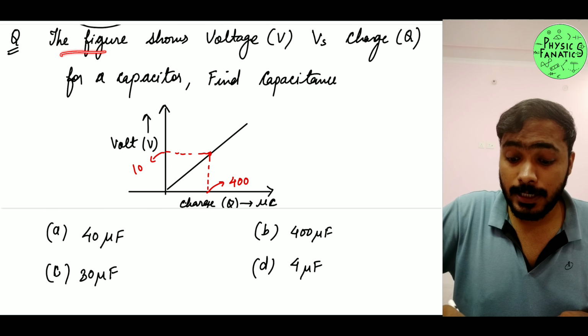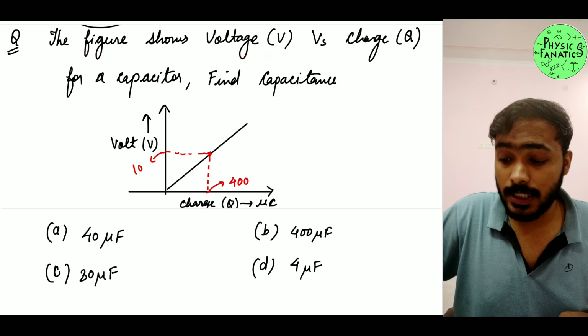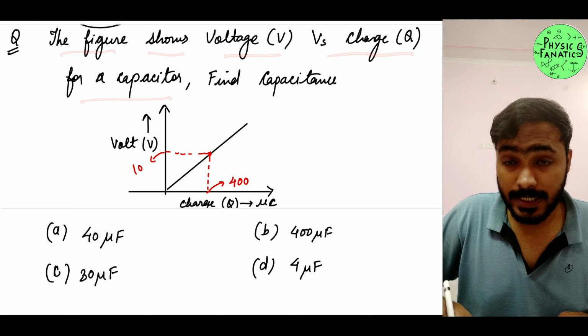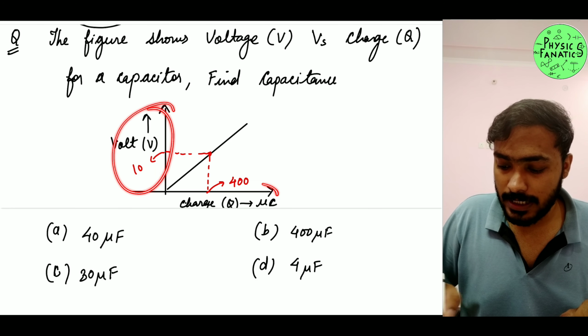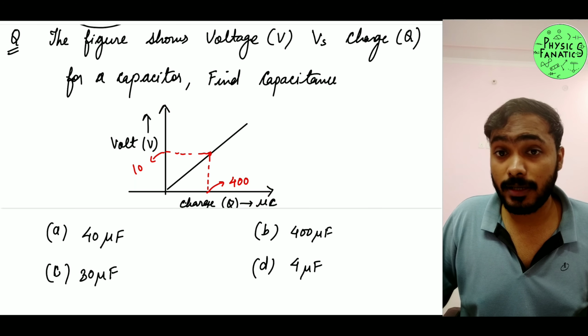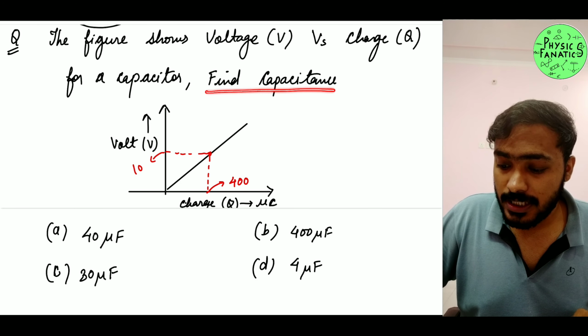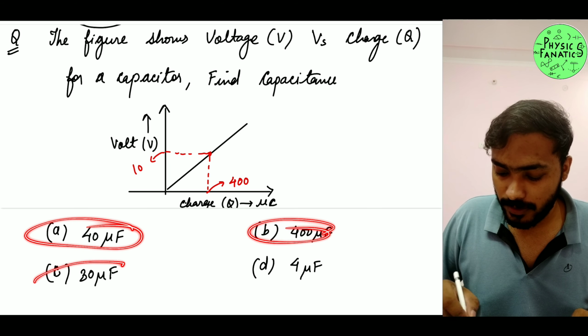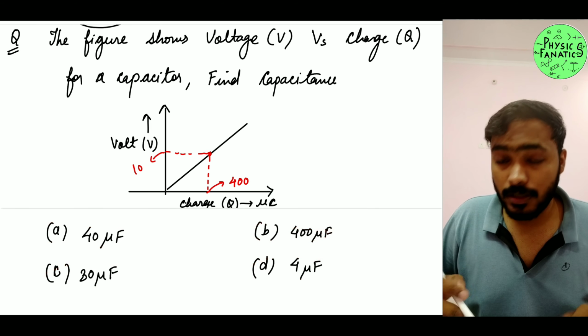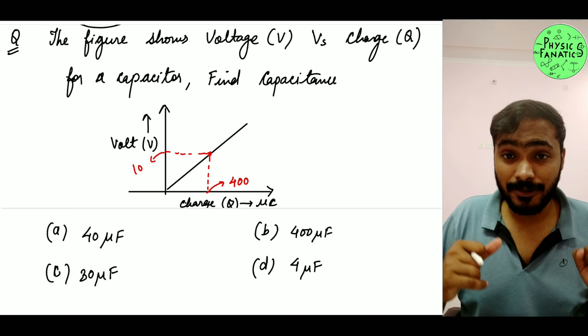The problem says the figure shows voltage versus charge for a capacitor. So you have a capacitor whose voltage versus charge characteristics are shown by a figure. The question is to find the capacitance. You have four options here: 40 microfarad, 400 microfarad, 30 microfarad, 4 microfarad. You can pause the video and try it on, right?